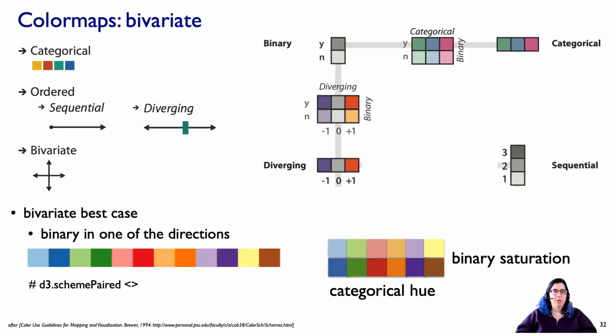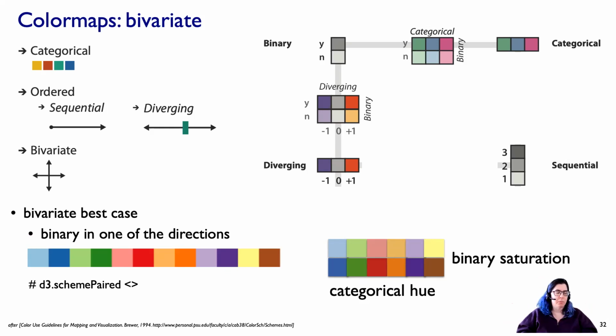Okay, so what else could you do? You could have a bivariate color map, and that's where you're trying to encode two different attributes with color. And so this is something we have to be very careful of. The best case that works pretty well is if you've got a binary thing in one of the directions, like just two saturation values, low and high, and then you vary something like hue categorically. So people are really able to understand this.